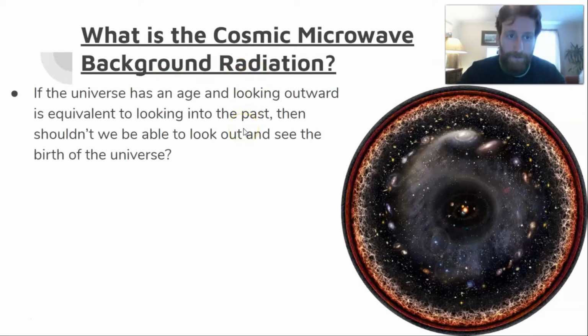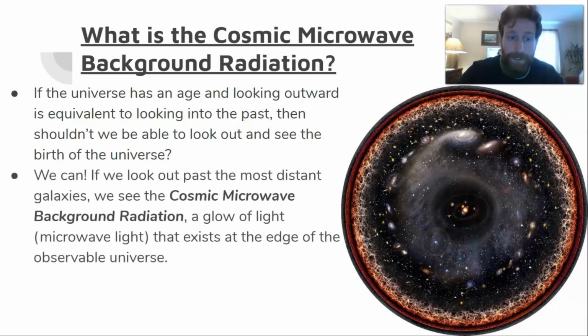Here's kind of how it all shakes out. If the universe has an age, and looking outward is equivalent to looking into the past, then at some point, shouldn't we be able to look out and see the birth of the universe or see the baby universe? If we look out to a distance that is equivalent to that 13.7 billion year old age of the universe, we should see the baby universe.